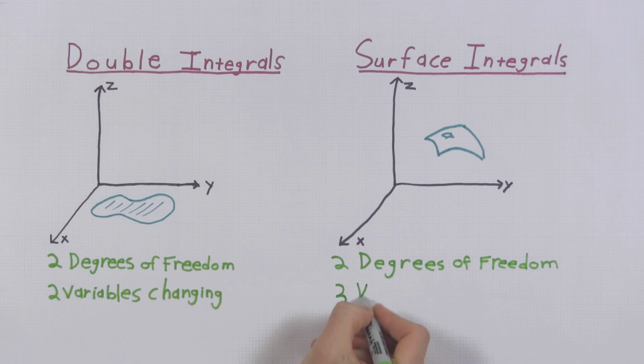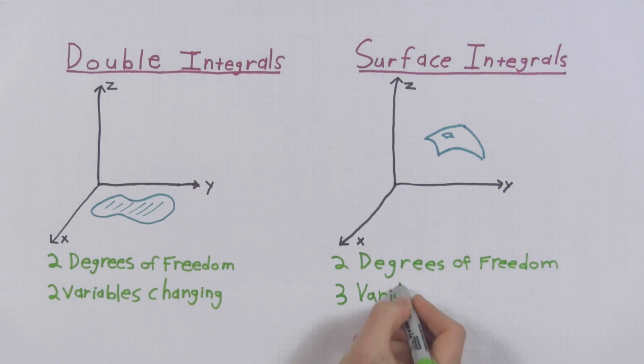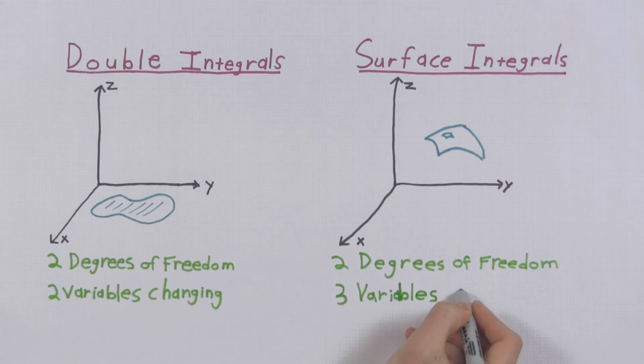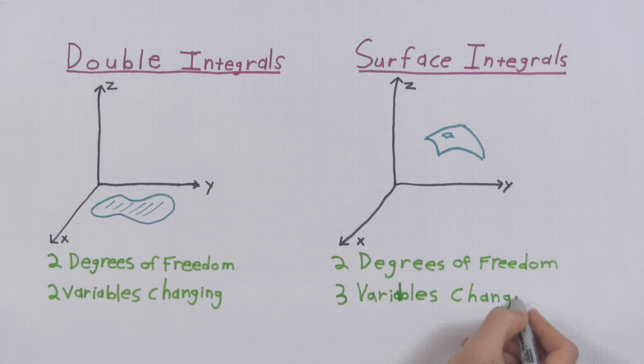However, unlike with double integrals, now we have 3 variables changing. X, y, and z all change depending on where we are on the surface. This complicates our situation somewhat. We can't calculate the surface integral straightforwardly like we did with double integrals. With double integrals, we only have 2 integral symbols. How can we use that for surface integrals if 3 variables are changing?